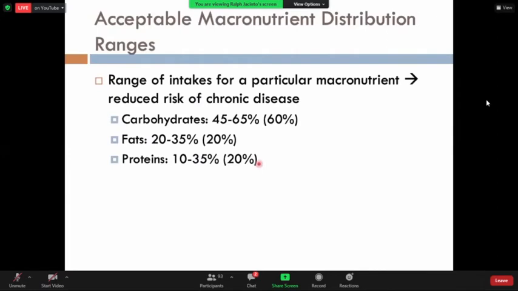Now, we also have your acceptable macronutrient distribution ranges. This is the range of intakes for a particular macronutrient which is needed in order to reduce risk of chronic diseases. For example, for carbohydrates, it's 45 to 65%, and we set it as 60% of our total diet, meaning 60% of our diet should be carbohydrates. For fats, it should be around 20 to 35%. And for proteins, it's 10 to 35%, depending on what we need.